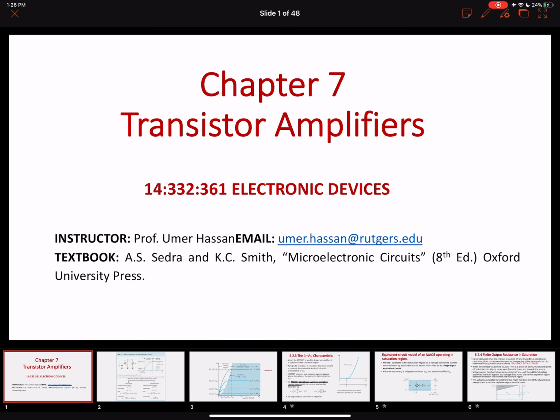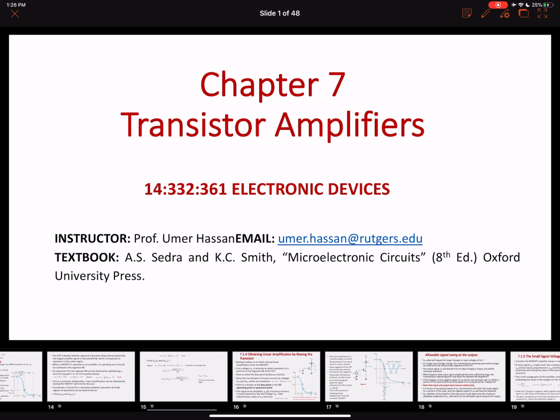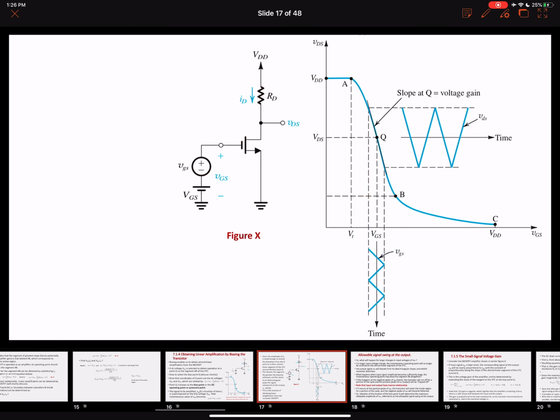Hello everyone, welcome to the next lecture on transistor amplifiers. We are covering topics related to MOSFETs, and how we can use MOSFETs to develop linear amplifiers. Let me give you a couple of minutes' recap of what we have been talking about.